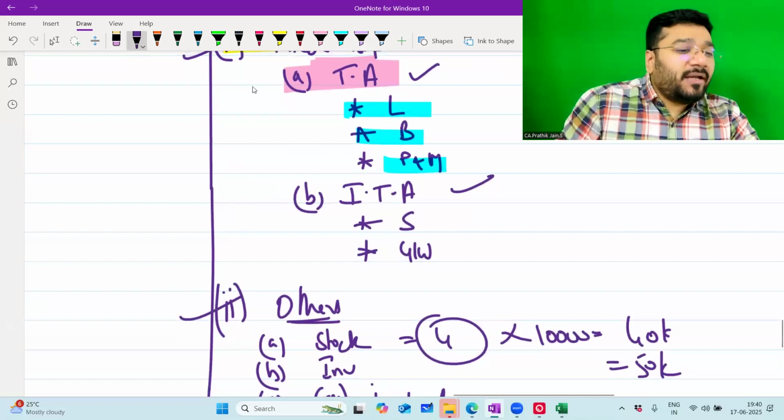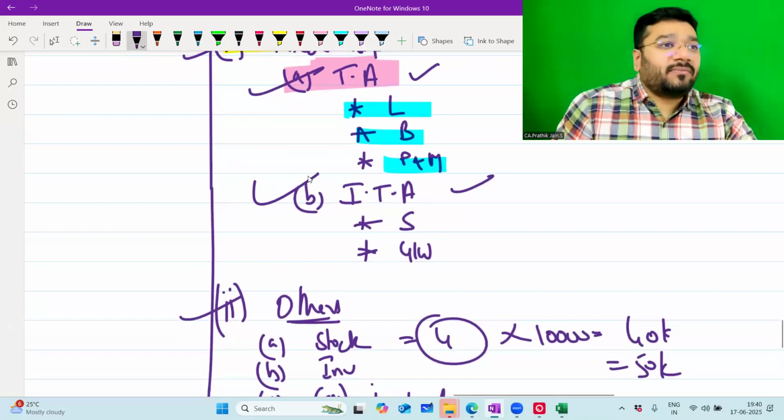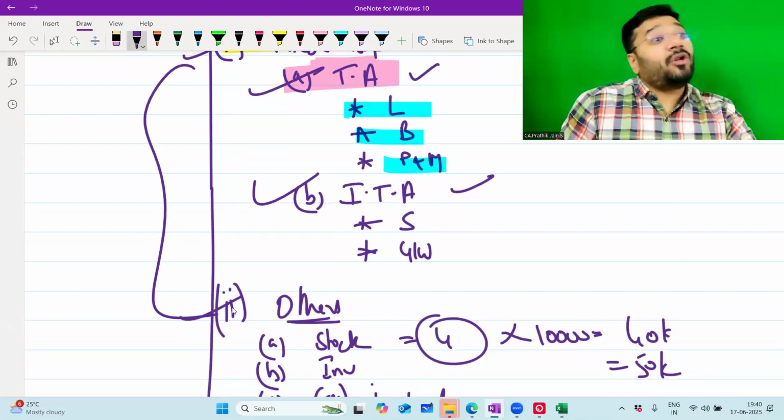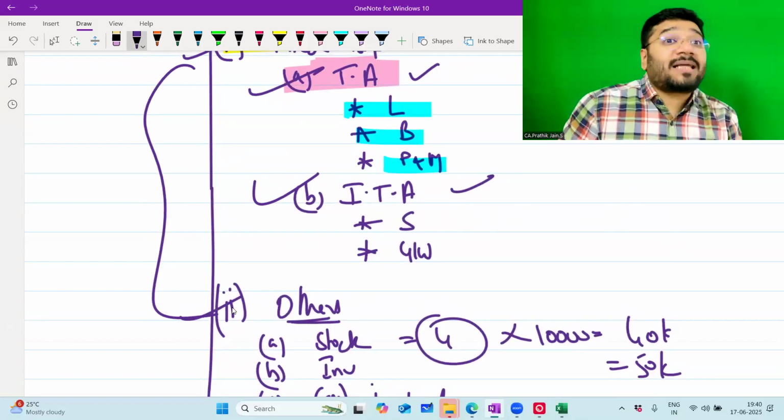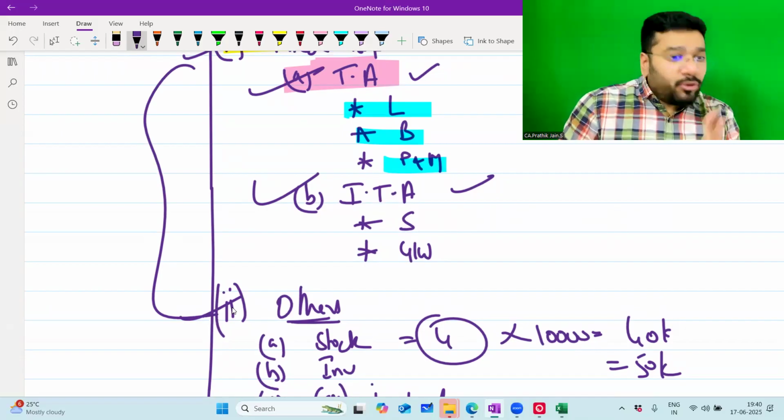Fixed asset is very limited. It is only tangible and intangible. Now this format will undergo a significant change. When you do the topic called company accounts in 12th standard, company accounts don't accept this format.